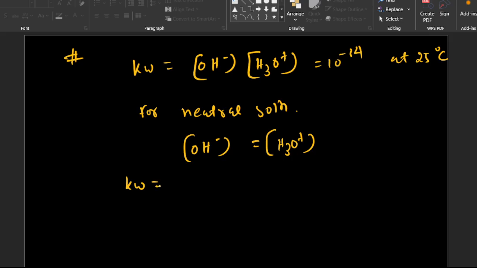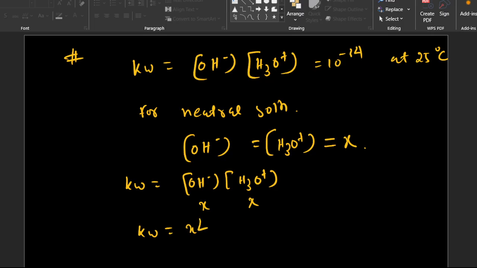So Kw is the OH minus concentration times the H3O plus concentration. If these are the same, let's say I take it as X. So this is X, this is X. So Kw equal to X square, and this is equal to 10 raised to minus 14 at 25 degrees centigrade. I already discussed that Kw is an endothermic process. So for an endothermic process, if you increase the temperature, then Kw also increases. So at 25 degrees centigrade we get this value.